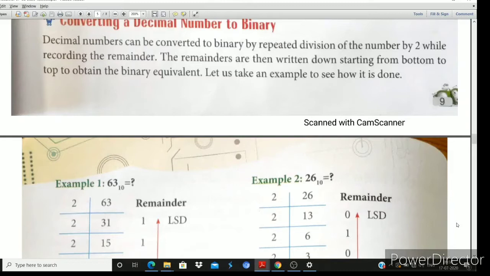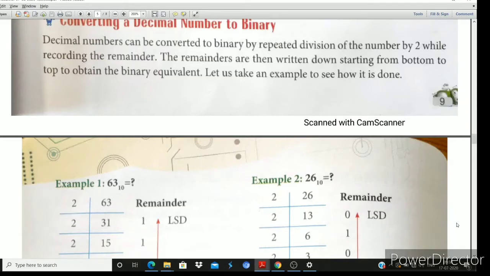So the decimal number can be converted to binary by repeated division of the number by 2 while recording the remainder. Whenever we convert a decimal number into a binary number, we just need to divide the decimal number by 2 and record the remainder. With this method we can convert any decimal number into a binary number. The remainders are then written down starting from the bottom to the top to obtain the binary equivalent.